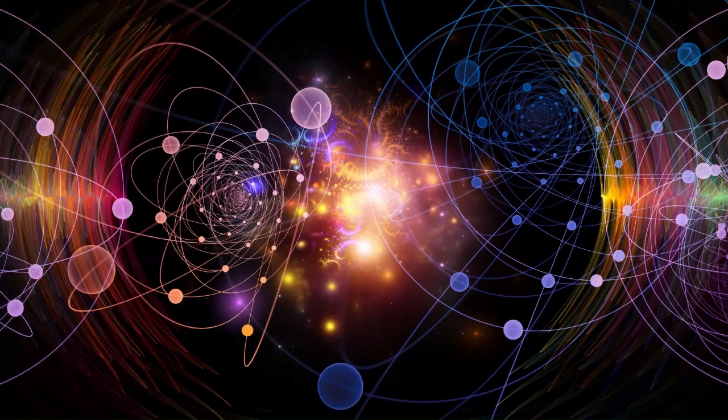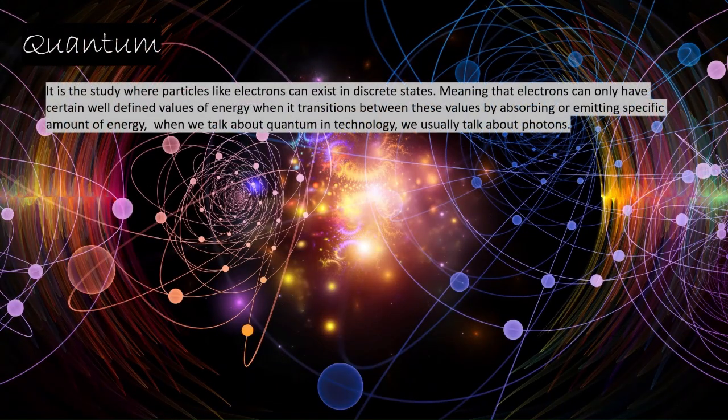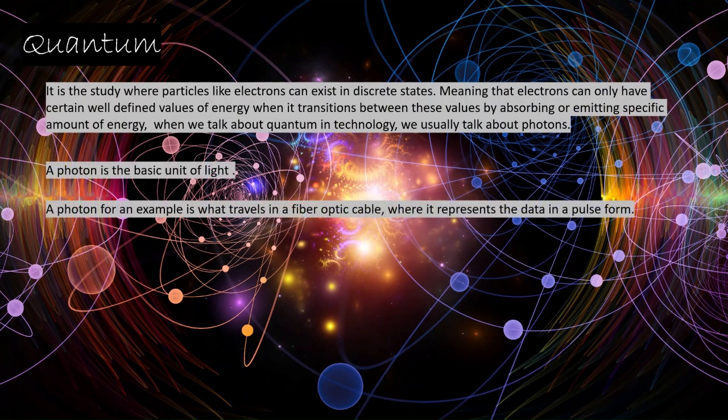But what is a quantum? A quantum is the study where particles like electrons can exist in discrete states, meaning that electrons can only have certain well-defined values of energy when they transition between these values by absorbing or emitting a specific amount of energy. When we talk about quantum, we usually refer to photons in technology. A photon is the basic unit of light.